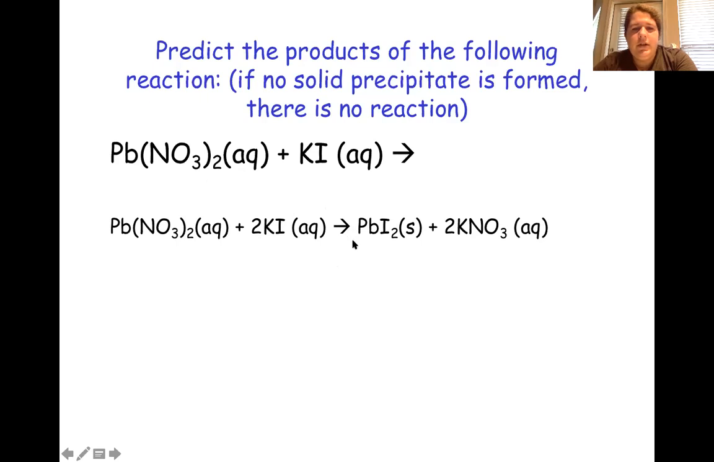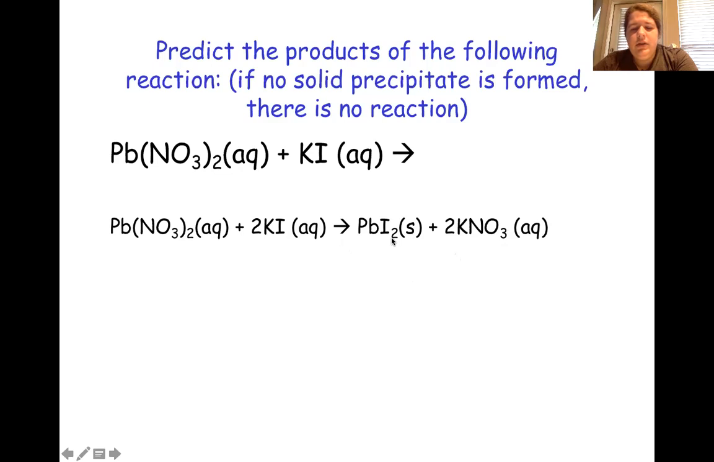Now let's predict the solubility. So these little letters right here, this AQ and the S, those represent the state of matter that is present in the solution. AQ means it's dissolved in solution, it's aqueous. S means it's a solid. If you saw an L, that would mean a liquid, or a G would be a gas. So using our solubility rules, we know that nitrates are still always going to be soluble. So we're going to put an AQ there.